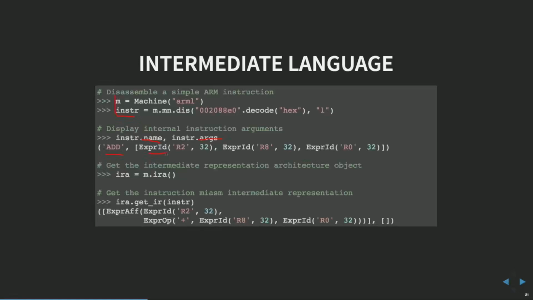Then we can get another object. It's called intermediate representation architecture. That's a big and long name, just to say that we'll be able to get the internal representation and later on emulate. So then I can use the getIR function in order to get this kind of long representation of the instruction semantic. Again, it's using internal MySM expression. So what this add is doing is adding R0 and returning the value, storing the value in R2. Okay, that's one more step towards emulation.